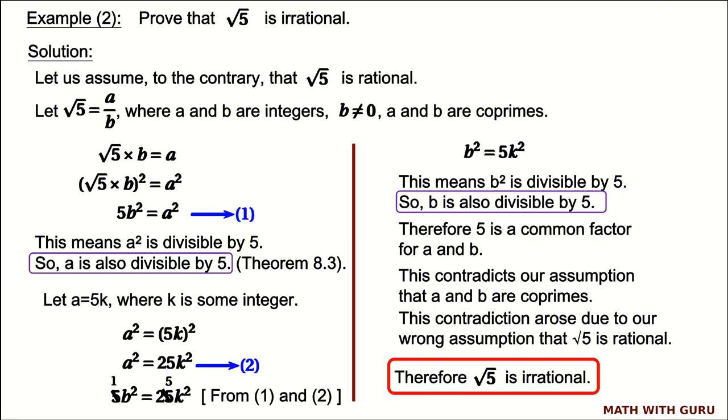Similarly, we can prove root 3 is irrational. Here we get 3 as a common factor for a and b. We can prove root 7 is irrational. Similarly, here we get 7 as a common factor for a and b.